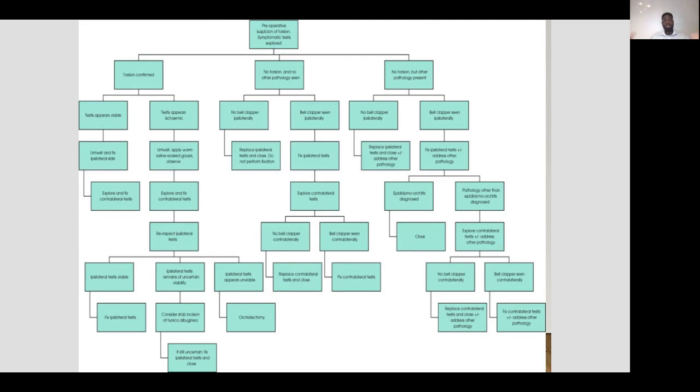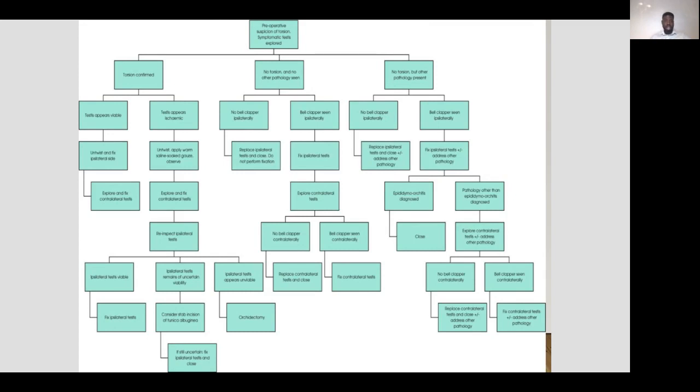We begin to have different schools of thought when we have no torsion and you have no other pathology seen. So you've opened up this patient. The testicle doesn't appear twisted. When you open it, it doesn't look like there has been any twisting. So you've got no reactive fluid, no redness whatsoever. And you examine the testicle. The tunica vaginalis itself doesn't look like a bell clapper deformity. This consensus document states, replace the testis. Don't perform a fixation. That's what it said.